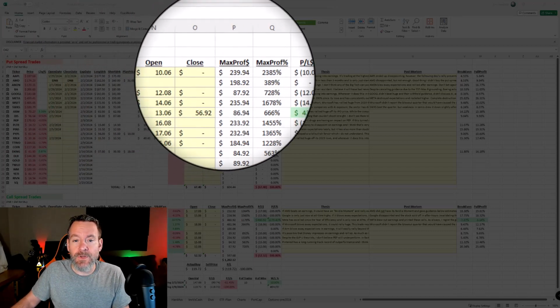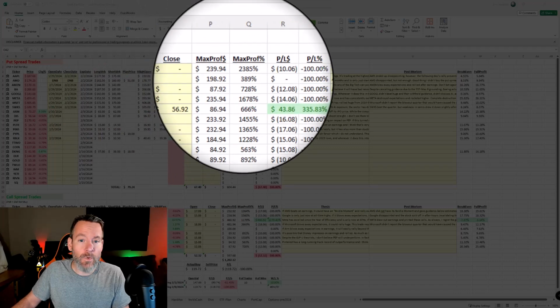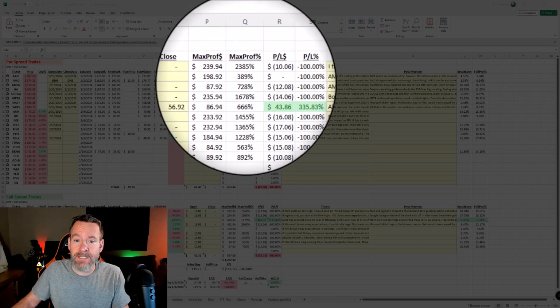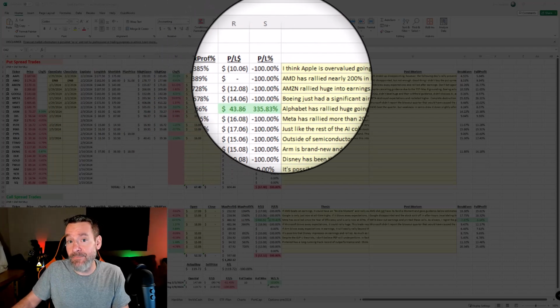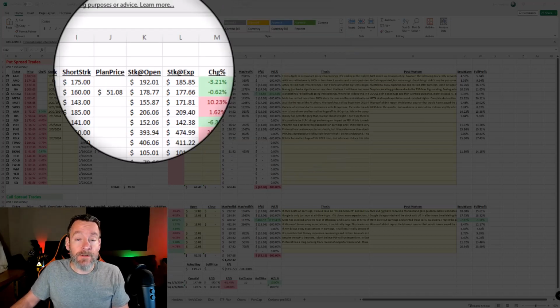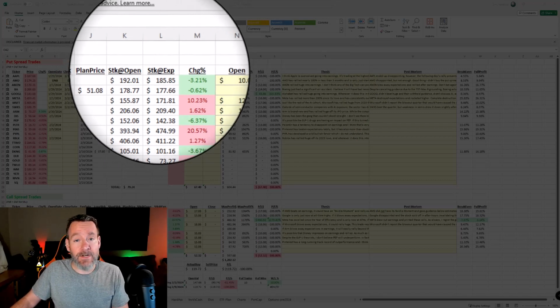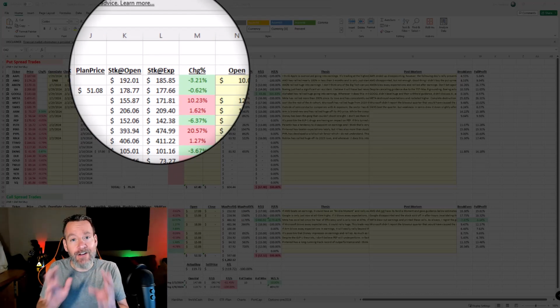That way you could see what the maximum profit would have been, what the max profit and percentage would have been, and then what the actual profit and loss and percentages would have been. Then I added two additional columns, one for what the stock price was when I opened the trade and another for what the stock price was when the options expired. That way I could see what the actual results were of whatever I estimated.